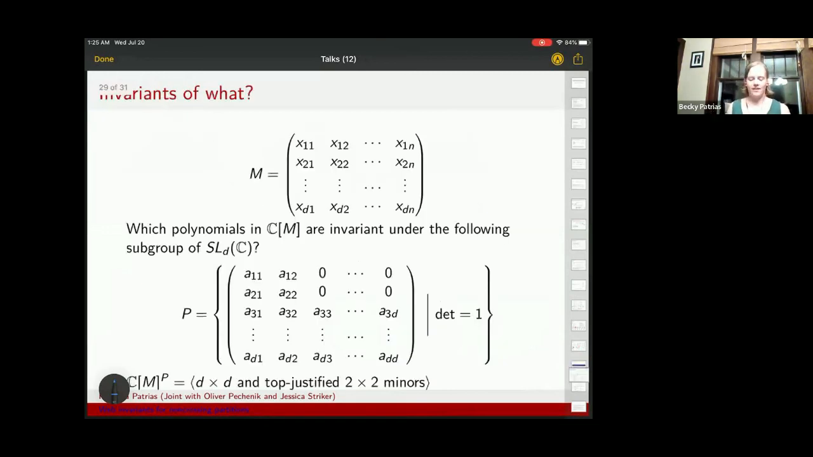And then lastly, I'm calling them invariant polynomials. What are invariants of what? I have my matrix of indeterminates, and my polynomials in these variables are invariant under a left action of this subgroup of SL_D. I have a 2x2 block up here, a big block on the bottom, determinant 1. So they're invariant under that action.